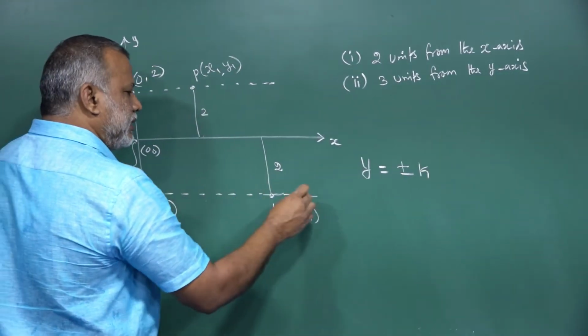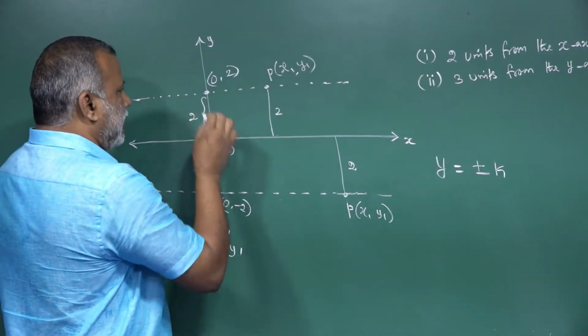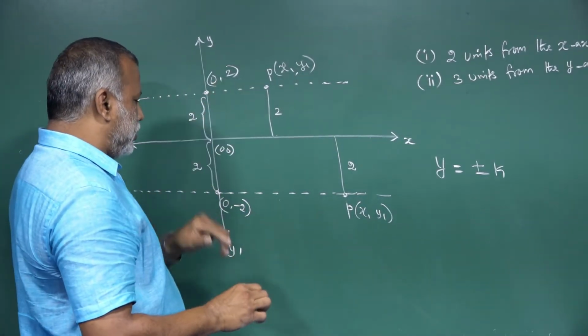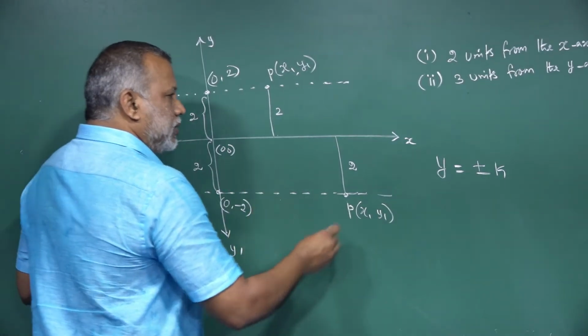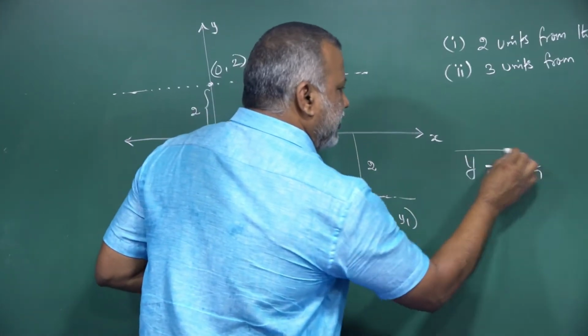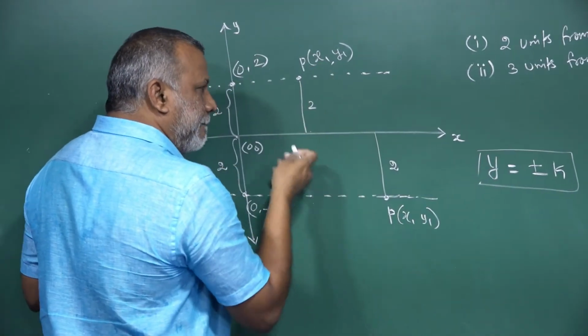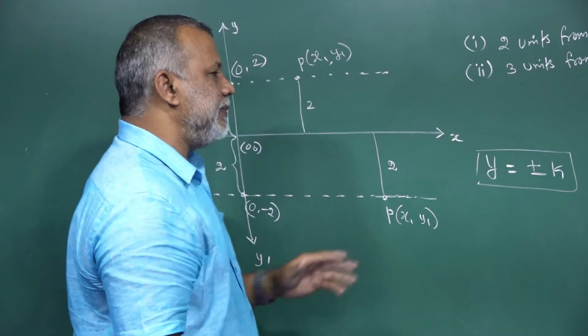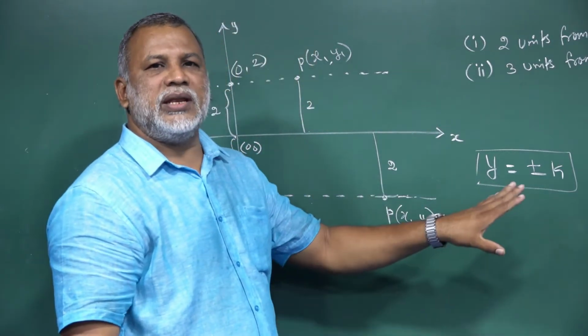So we are selecting this distance, 2 units. Here also 2 units distance. But it is passing through (0, 2), and it is passing through (0, -2). Now this is the required equation of the line. So the equation of these two lines, parallel to the x-axis, is y equal to plus or minus k.